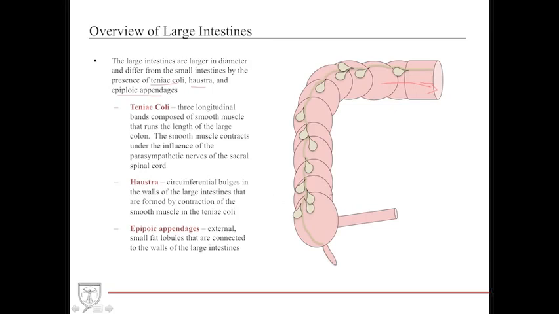The haustra, these are the circumferential bulges. So all these little bulges I drew, these are the haustra. And these are formed by the contraction of the smooth muscle in the tinea coli and help with segmentation of the contents. And then again, at the very end, the last one is these epiploic appendages, these little fat-like contents that kind of hang off of the large intestines.